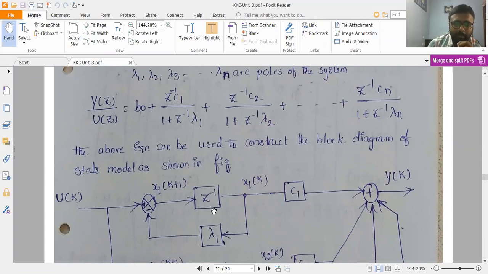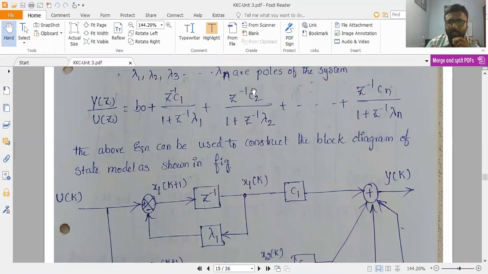So this particular first term is going to be represented as x1 of k plus 1. That means the summing point is going to be represented as x1 of k plus 1. Whenever this x1 of k plus 1 is going to be multiplied with z power minus 1, it is going to be converted into x1 of k. Why? Because inverse Z transform is going to be conducted for x1 of k plus 1. Whenever the inverse Z transform is calculated for x1 of k plus 1, it is going to be converted into x1 of k. Okay. So this is the block we have constructed for this one.